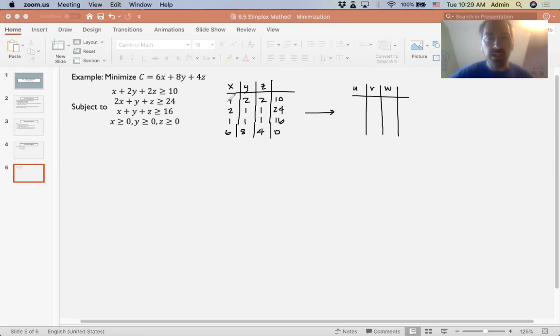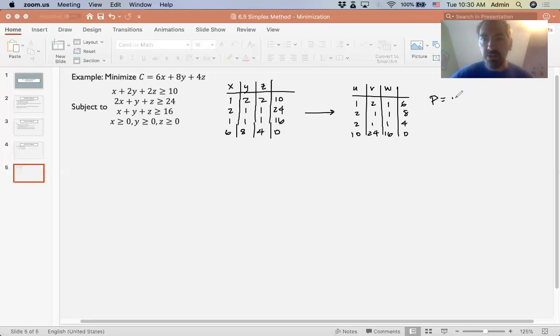All right, so the column 1, 2, 1, 6 becomes row 1. And then 2, 1, 1, 8. 2, 1, 1, 4. And 10, 24, 16, and 0. All right, now we said that this is the dual maximization problem.